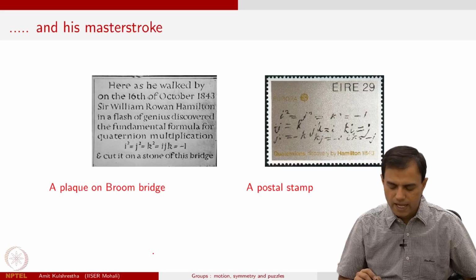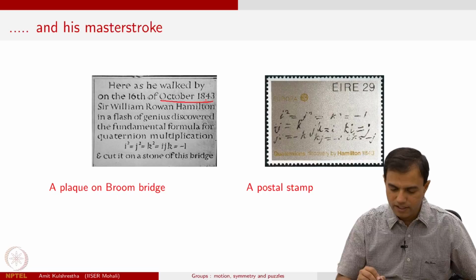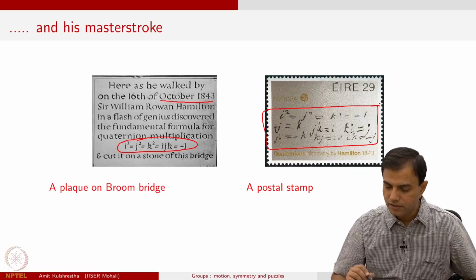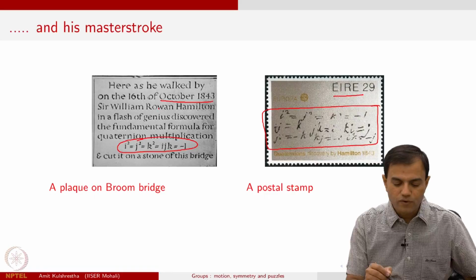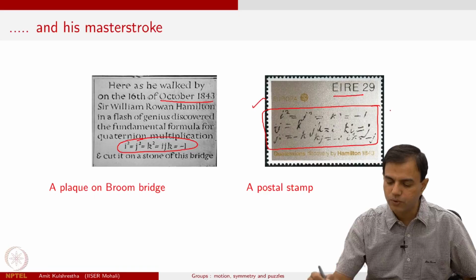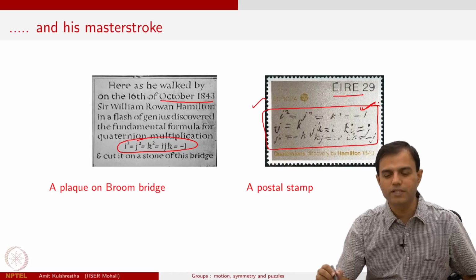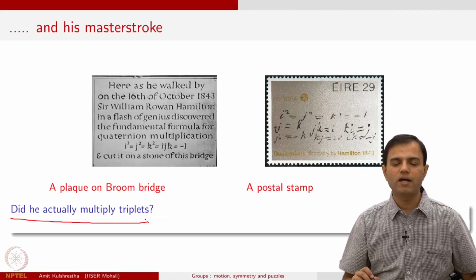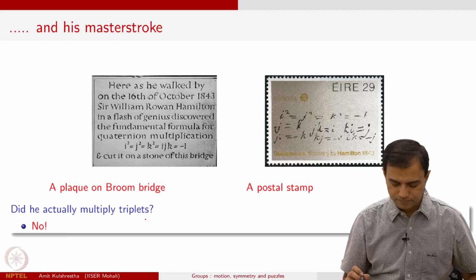And later, in the same year, October 1843, he came up with this nice idea, for which there is a postal stamp in Ireland as well. He was walking on a bridge in Dublin when this idea occurred to him, and he wrote it on the stone there. So this is apparently what he wrote on the stone. We're going to understand this. So did he actually manage to multiply triplets? Did he get an operation from R3 cross R3 to R3 which helped in understanding rotations? Not quite, not at all actually.